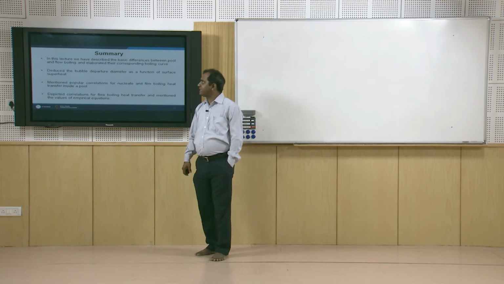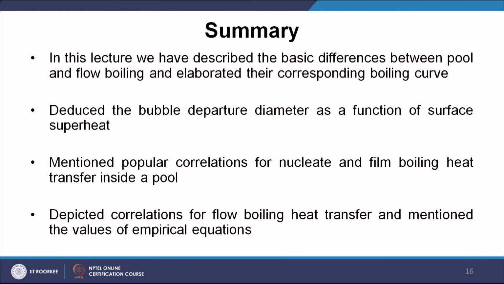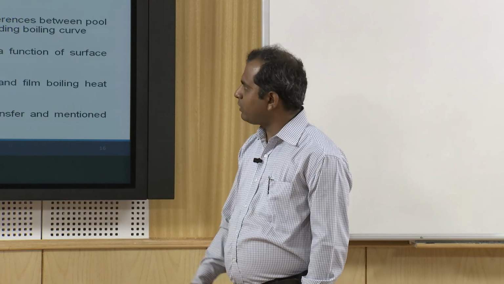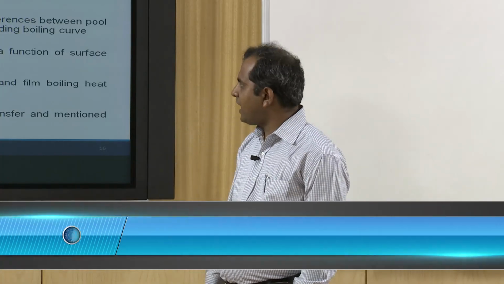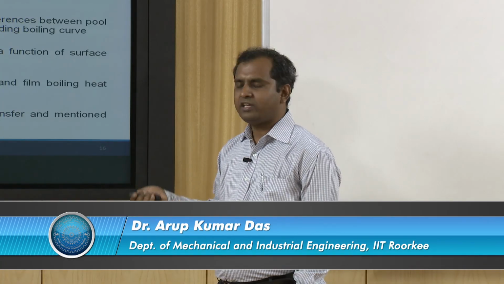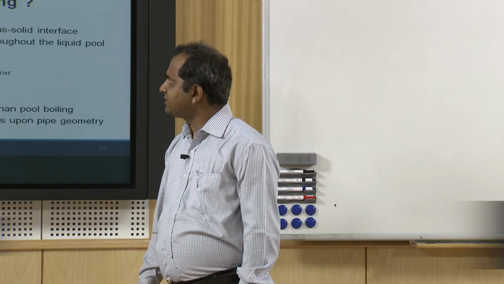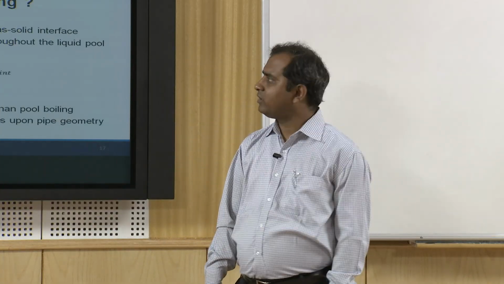Let us summarize this lecture. So, in this lecture what we have done, we have discussed pool boiling and flow boiling situations. We have found out the departure diameter for a bubble whenever we are having different degrees of superheat. We have found out popular correlations in case of nucleate boiling and film boiling, and finally we have found out what will be the flow boiling empirical constants in case of your Chen and Kandlikar equations. Okay. Let us test your understanding at the end of this lecture.